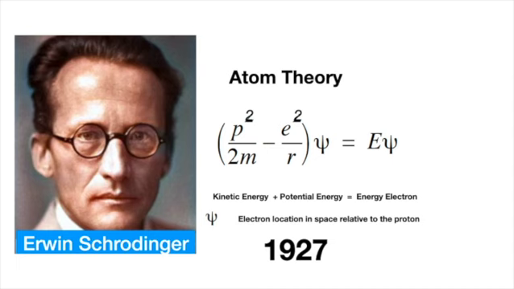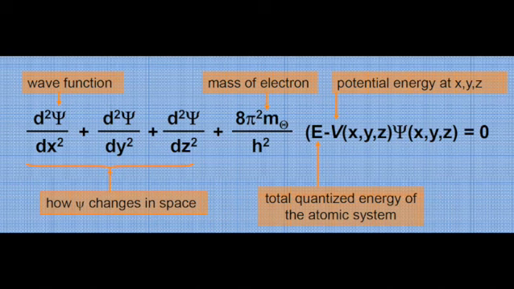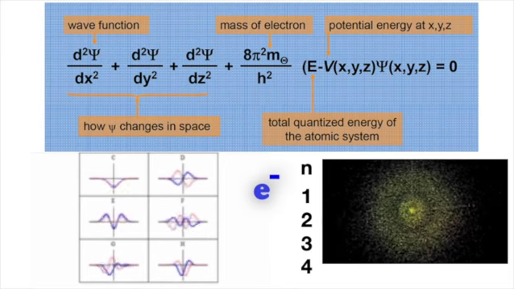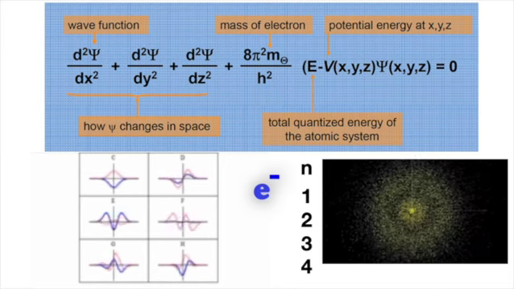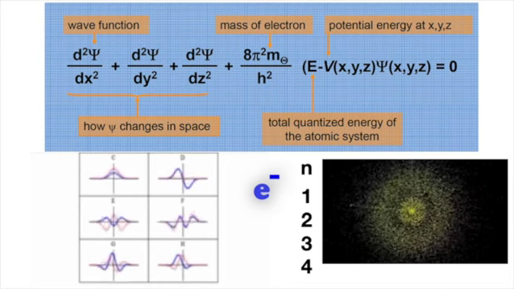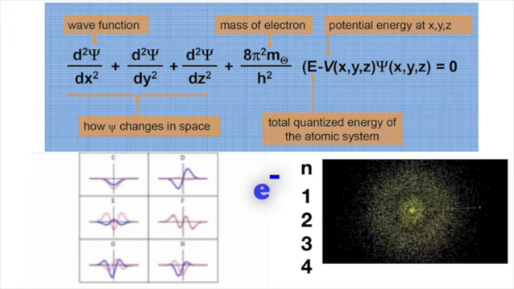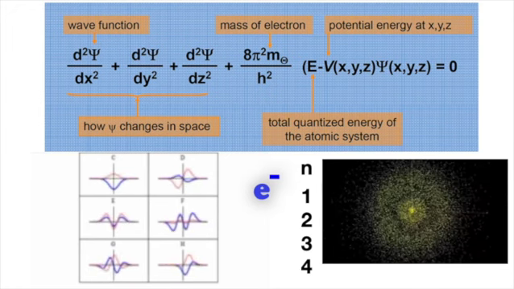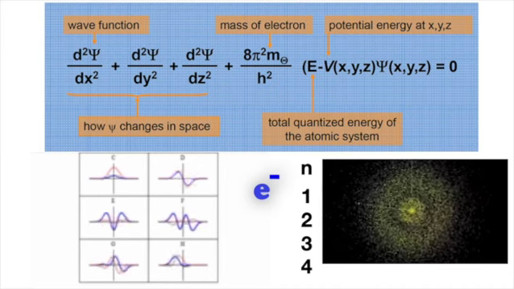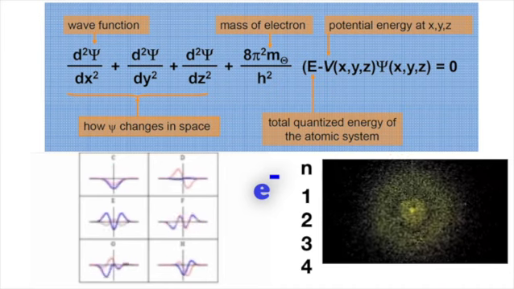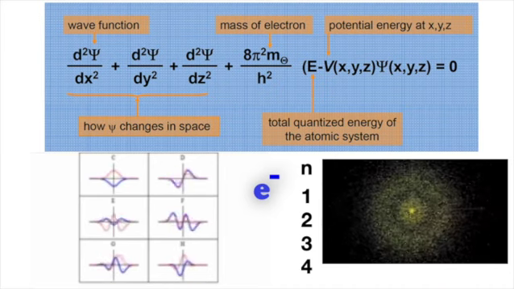Erwin Schrödinger proposed, in principle, a very simple equation. The kinetic energy, plus the potential energy, equals the energy of the electron. The Greek letter psi gives the electron location in space relative to the proton. By expanding, we have the wave function. With psi, the electron location changes in space, plus the mass of the electron, times the quantity of quantized energy of the atomic system, minus the potential energy in 3 dimensions.